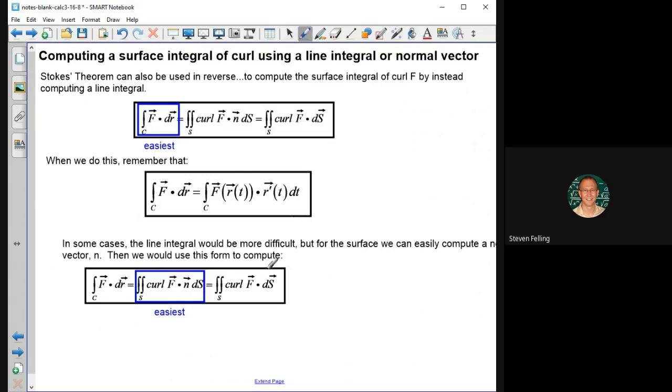There are other cases where sometimes it's really easy to figure out what this normal vector is, and so it's easy to do the Stokes side, right? But rather than find the n with r_u cross r_v, sometimes we can find that easier. So on formula sheets, we usually include all three of these cases. Okay.